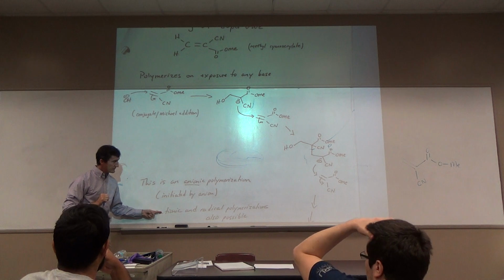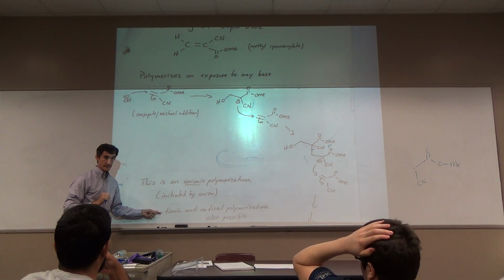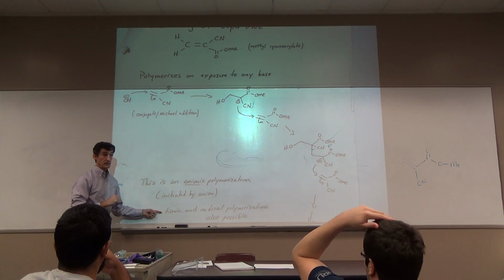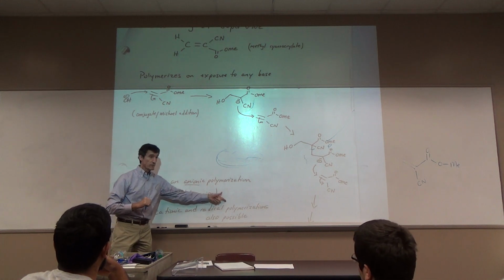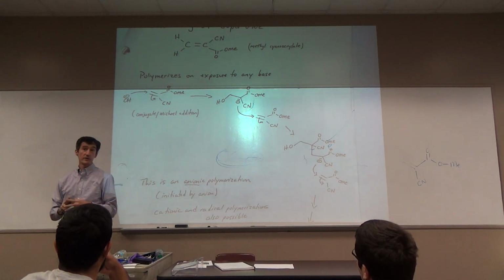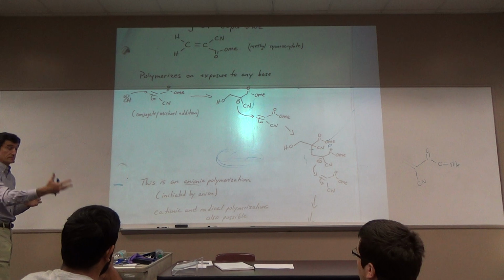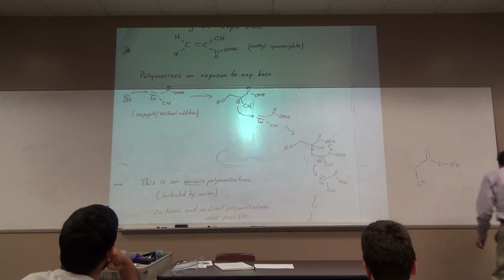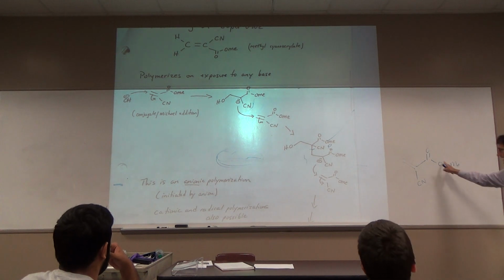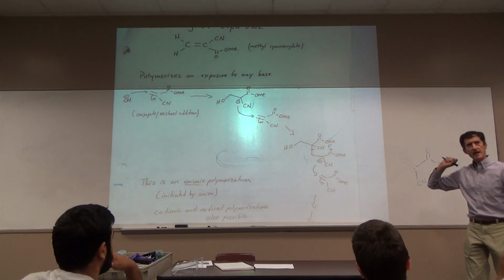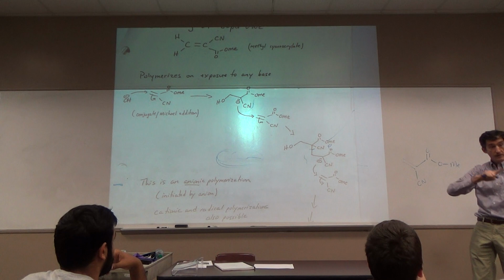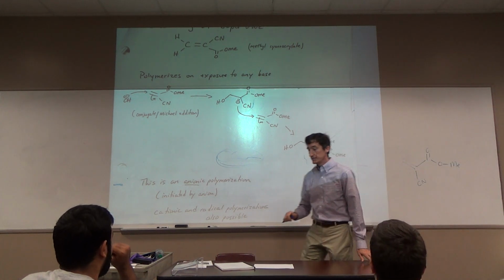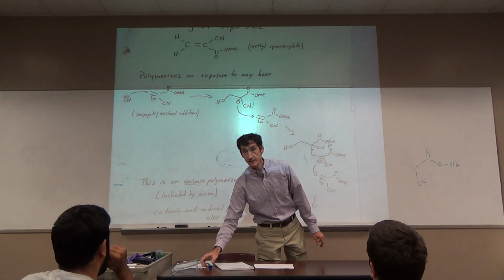A cationic polymerization is initiated by a cation, like H+. You can also have radical polymerizations that are initiated by radicals. There you have to generate a radical somehow, and then it begins the process. So, that's an anionic polymerization. Okay, acrylates. Where have you heard acrylate before? Acrylic. Why do you know acrylics? Acrylic paint, yeah.